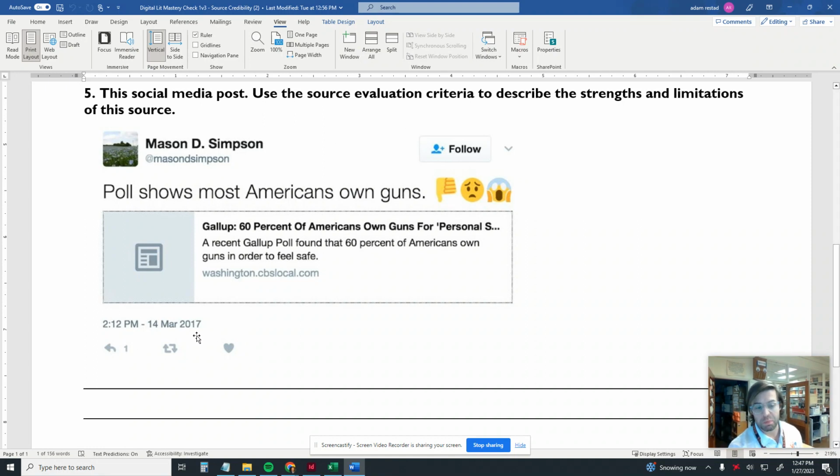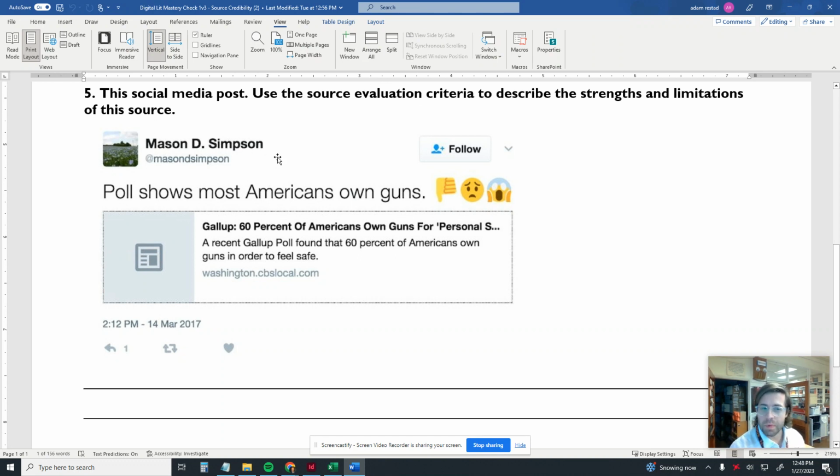So currency is pretty good, right? 2017, 5-6 years ago, it's not that bad. I'm betting the percentage of Americans who own guns hasn't gone significantly up or down in the past 6 years. My guess is it's probably pretty static. Relevance, if I'm doing a research project on gun ownership or gun control, yeah, this could be a relevant source for me. Authority, here's where it gets a little tricky because Mason D.